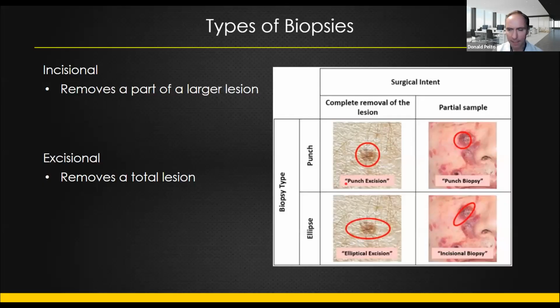Wanted to go over quickly some of the types of biopsies. This is normally in the hospital. When we're doing this, they always send this thing back. What did you do? Did you do an incisional or excisional? I want to explain the difference. An incisional is removing part of the larger lesion, and excisional removes the total lesion.